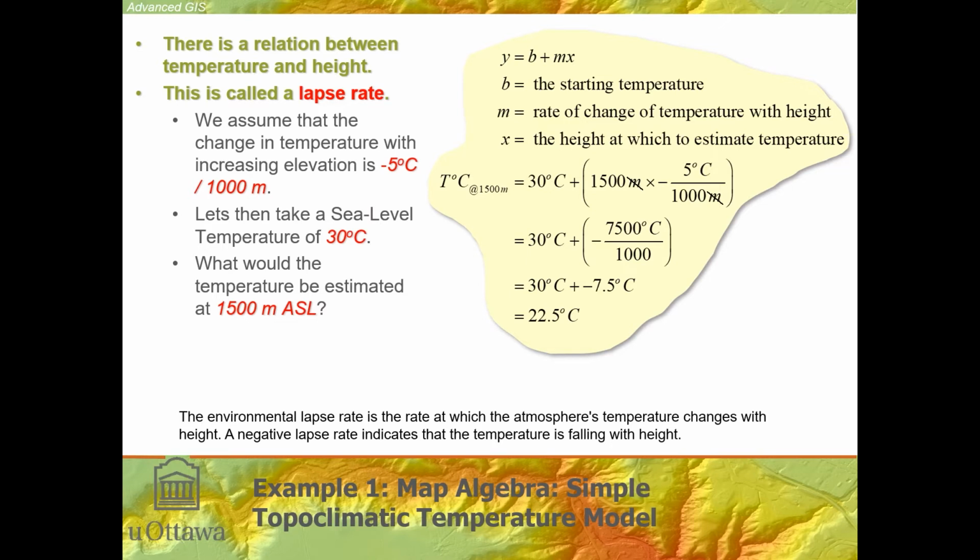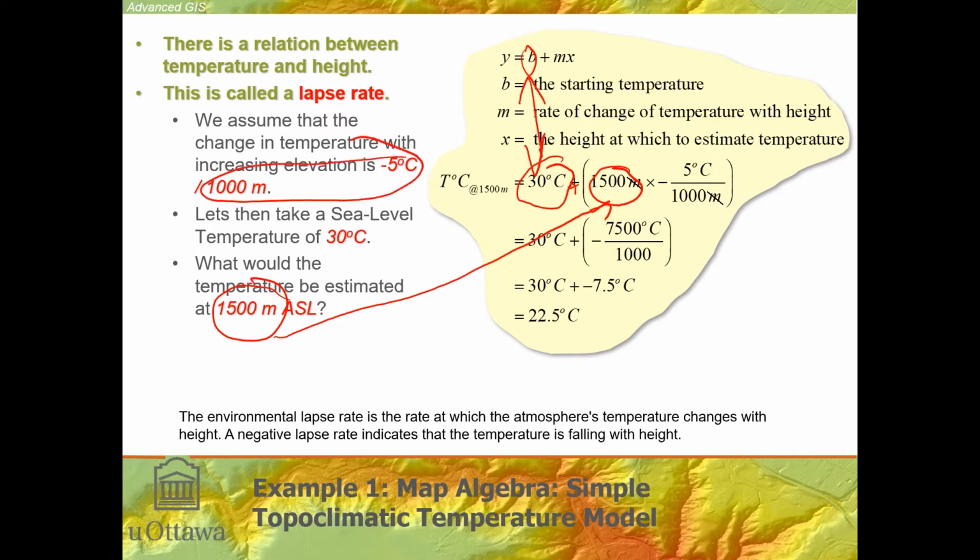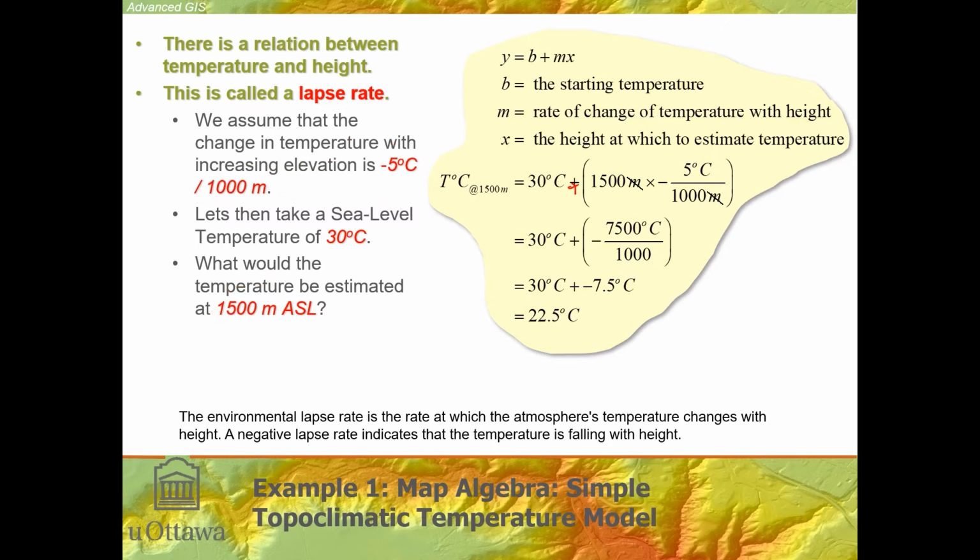So we use the equation there. 30, so that's again B, plus 1,500 meters, that's our x, times the lapse rate right here, which is negative 5 over 1,000. So we just fill in those B and M and X. That's all we got to do.